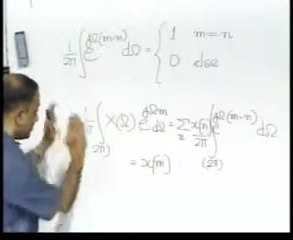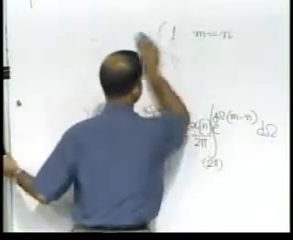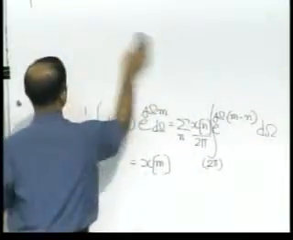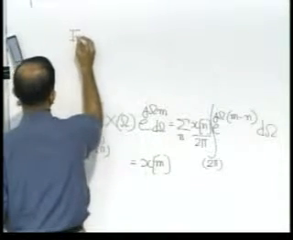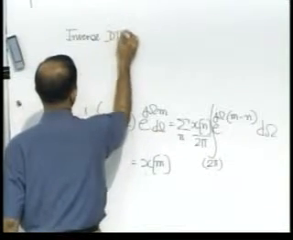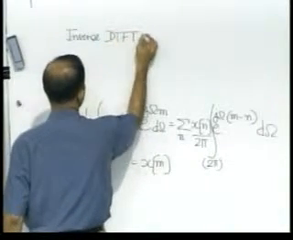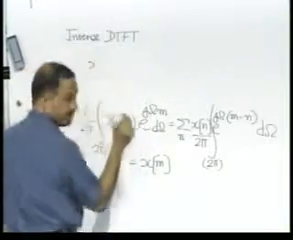So let's write down the expression for the inverse discrete time Fourier transform once again. Inverse discrete time Fourier transform. This is the abbreviation.